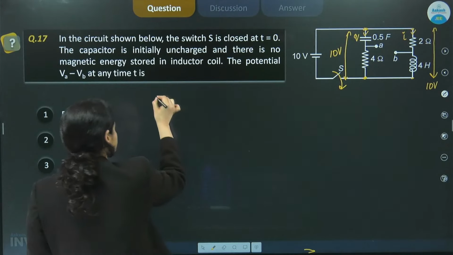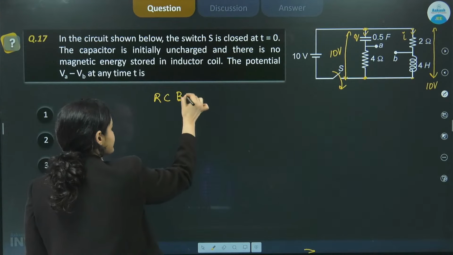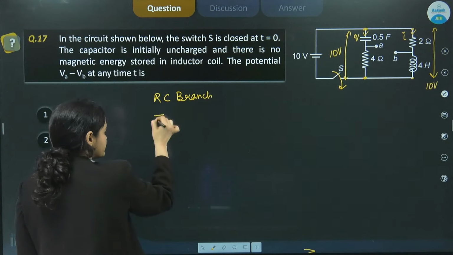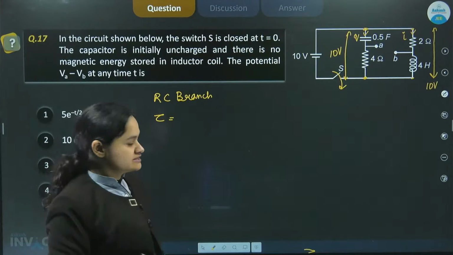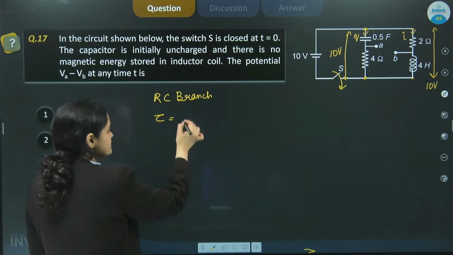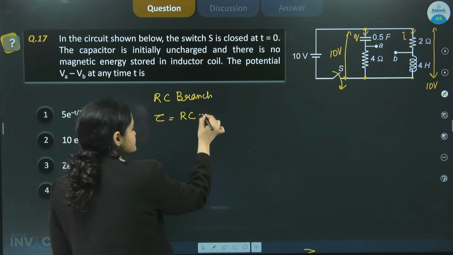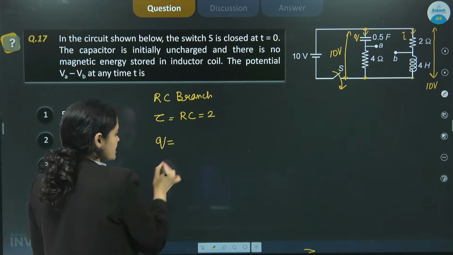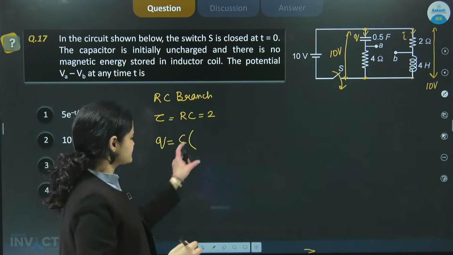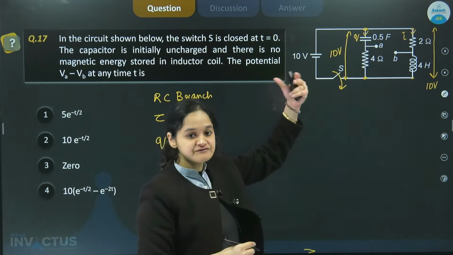Okay. So I'll talk about the RC branch first. For the RC branch let's find tau. Time constant tau is R times C, which gives you the value 2. Now for this RC branch I can write charge as C multiplied by the maximum value of charge. I'm applying the formula directly for the RC branch, the charging circuit formula. So the maximum potential difference that can come across this branch is 10 into 1 minus e to the power minus t by tau. Tau is 2. Okay, this is the value.